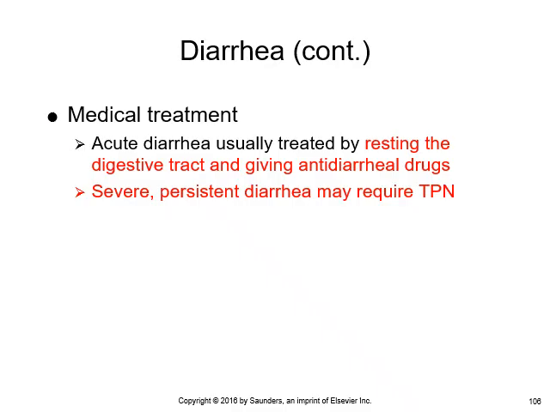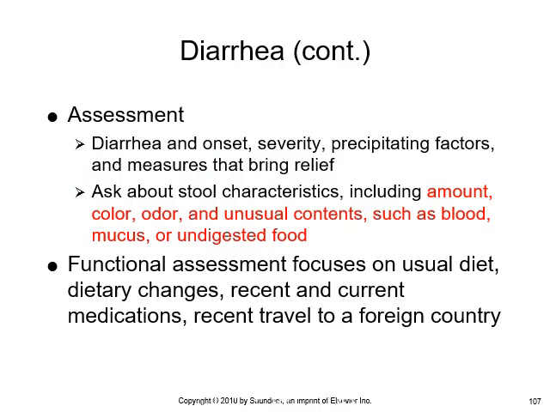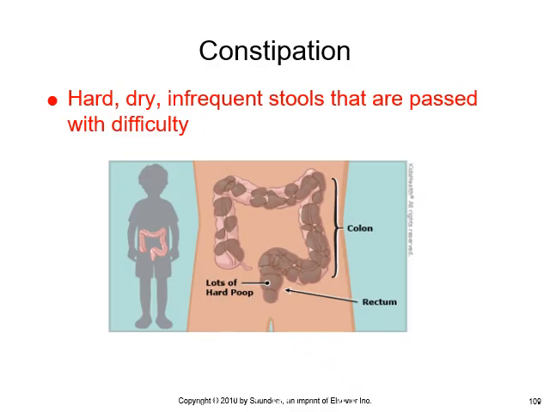To correct acute diarrhea, we can give them antidiarrheal drugs like loperamide or Imodium or Lomotil. Though severe persistent diarrhea may require TPN. Constipation is hard, dry, infrequent stools that are passed with difficulty, and this is how it looks inside the intestine of a patient that has constipation.